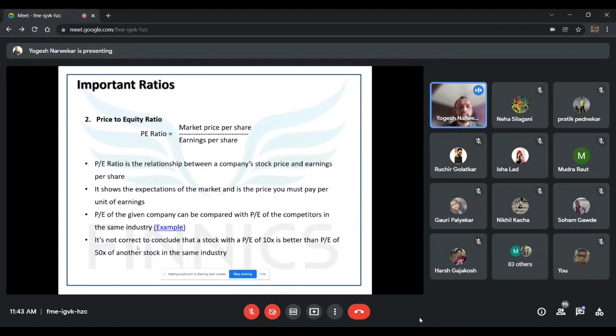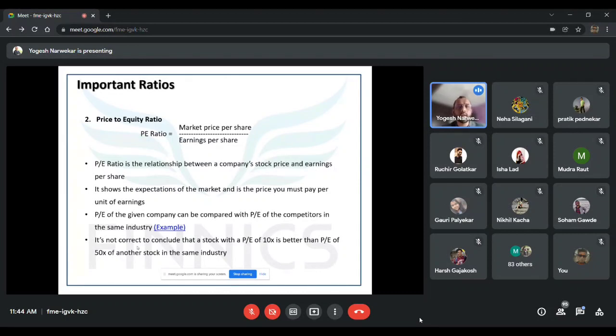you cannot conclude straight away that a 10 times P/E is better than a 50 times P/E. So 10 times P/E means the ratio is lesser. It means the stock is available at a cheaper price. But that doesn't necessarily mean that if the stock is available at a cheaper price, it is a good buy. We need to find out why the stock is available at a cheaper price compared to another stock at a higher P/E of 50.